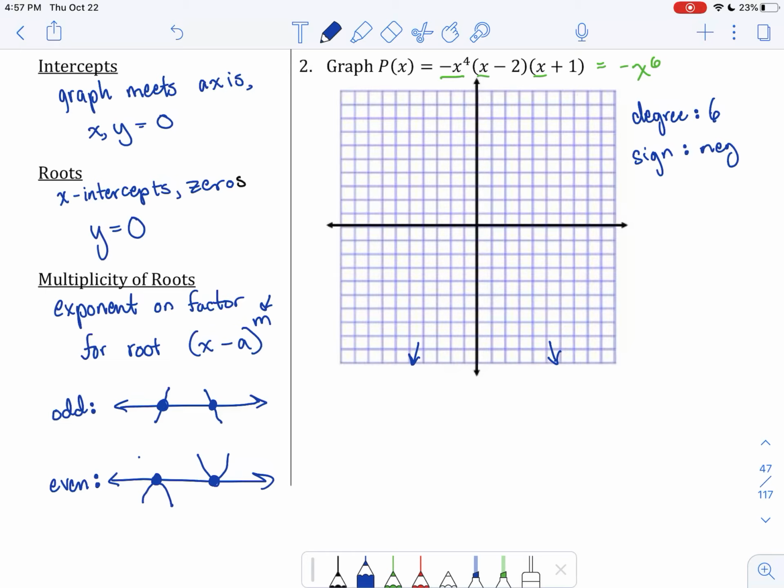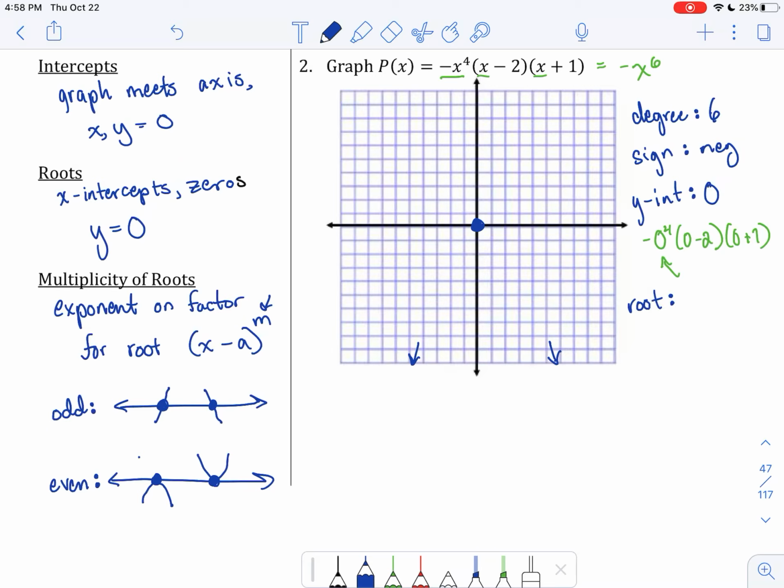Our next thing, as we discussed, is our y-intercept, which is where x is equal to 0. So negative 0 to the 4th times 0 minus 2 times 0 plus 1. Again, we've got this multiplier of 0, so our y-intercept is also 0. So once again, we have a lovely point through the origin.